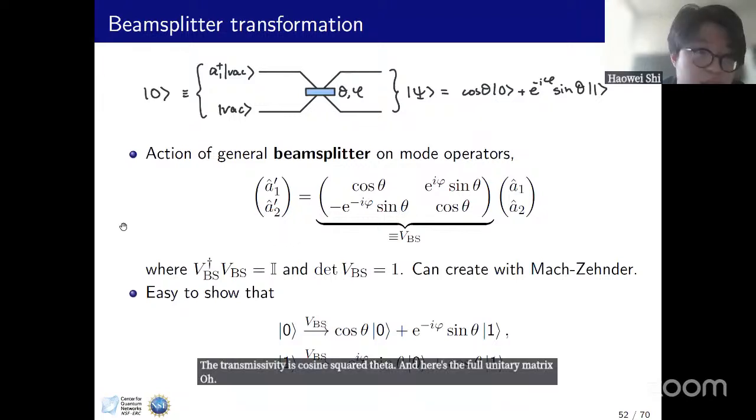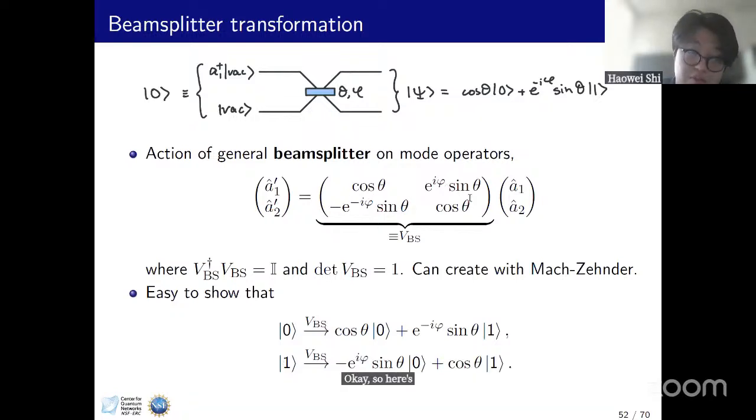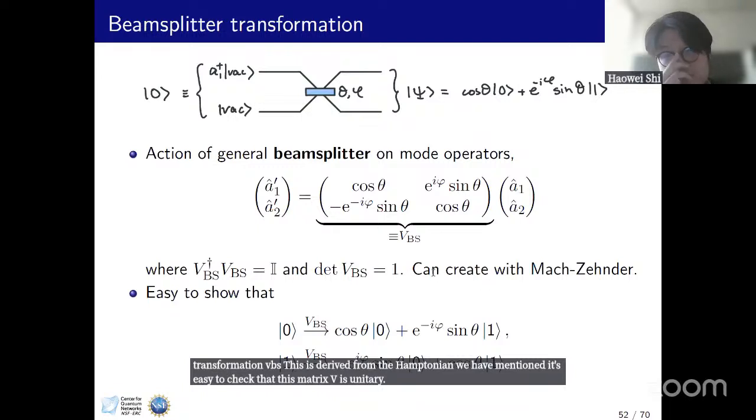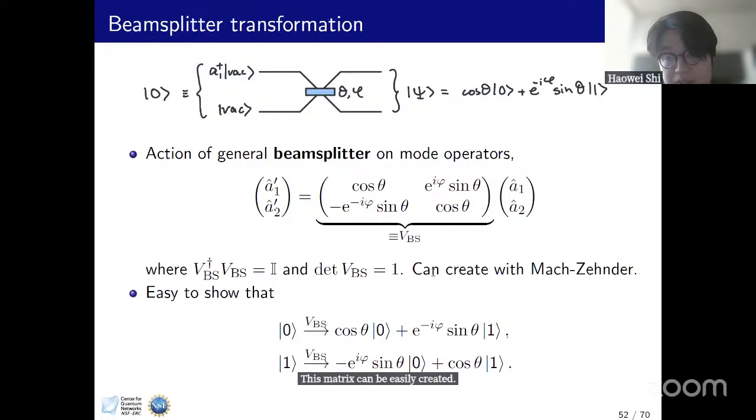And here's the full unitary matrix. Okay, so here's the full unitary matrix to describe the beam splitter transformation V_BS. This is derived from the Hamiltonian we have mentioned. It's easy to check that this matrix V is unitary. This matrix can be easily created in practice using Mach-Zehnder interferometry. And this matrix will fulfill such an input-output relation if the input is eigenstate 0 or 1.